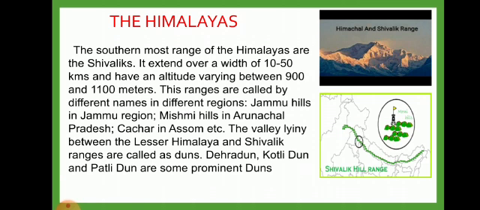These ranges are called by different names in different regions: Jammu Hills in Jammu region, Mishmi Hills in Arunachal Pradesh, Chachar in Assam. The valleys lying between the Lesser Himalayas and Sivalik range are called Dun. Dehradun, Putli Dun, Patli Dun are some prominent duns.